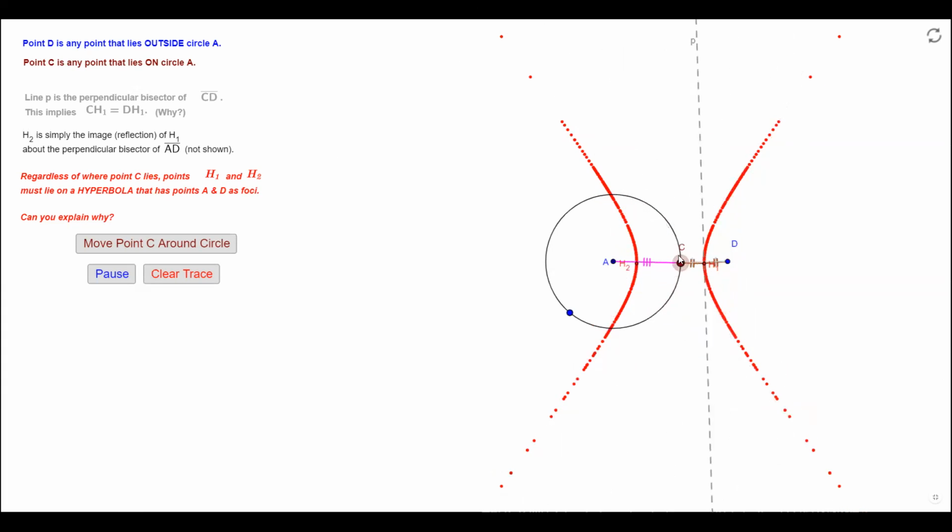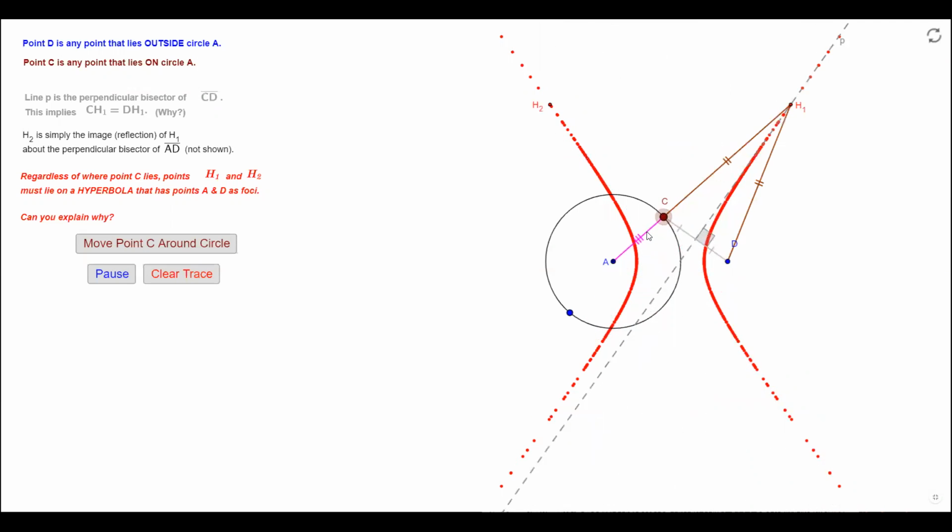And then H2 is just all the points of H1, but reflected over a vertical line. So the way you make a hyperbola is very similar to an ellipse. It's just instead of adding the distances from each point on the hyperbola to the focus, you subtract them, and that's always going to be the same amount.